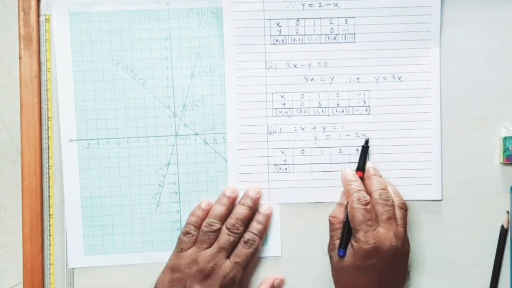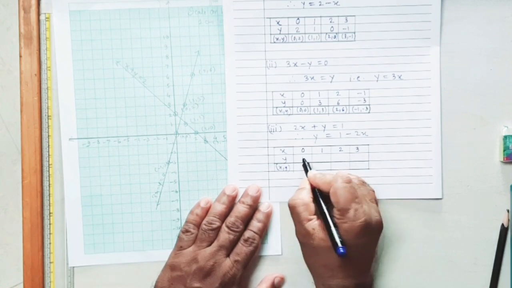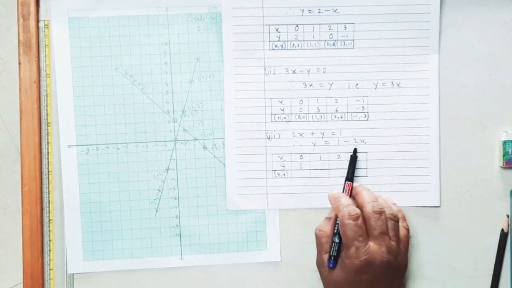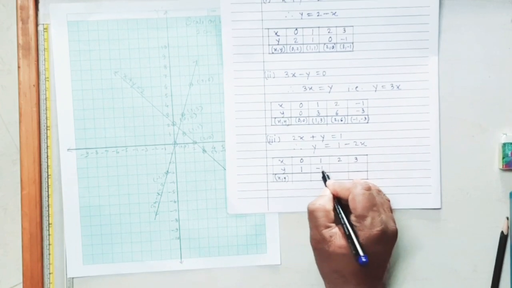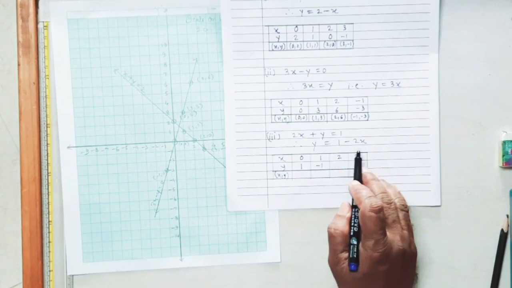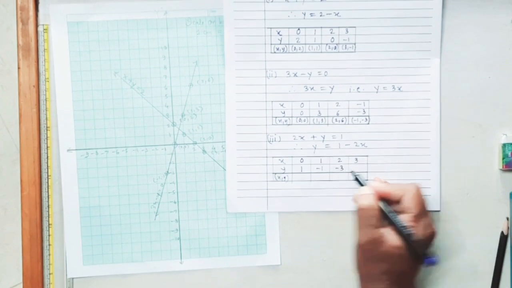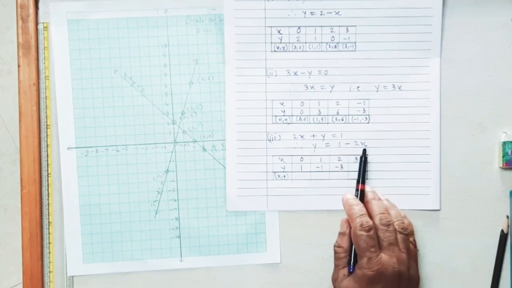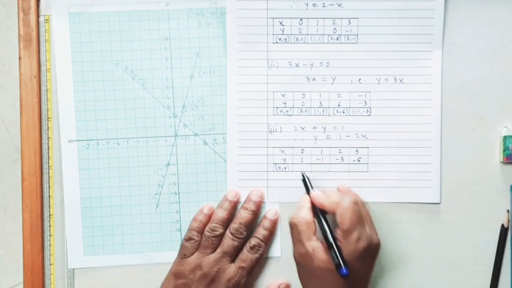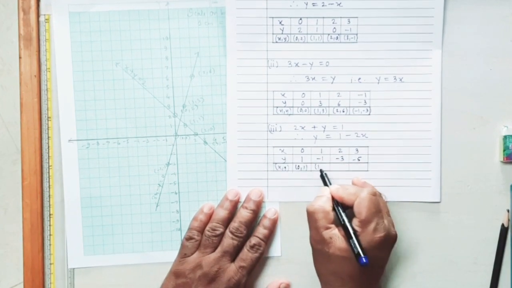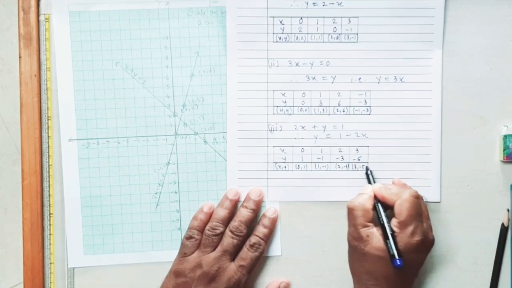Now y is equal to 1 minus 2x. If x is equal to 0, 2 into 0 is 0. So 1 minus 0 is 1, y equal to 1. Then x is equal to 1. So 2 ones are 2. 1 minus 2 is equal to minus 1, y is minus 1. Then x is equal to 2. 2 twos are 4. So 1 minus 4 is equal to minus 3. And if x is equal to 3, 2 threes are 6. 1 minus 6 is minus 5. So y is minus 5. So the points are 0 comma 1, 1 comma minus 1, 2 comma minus 3 and 3 comma minus 5.